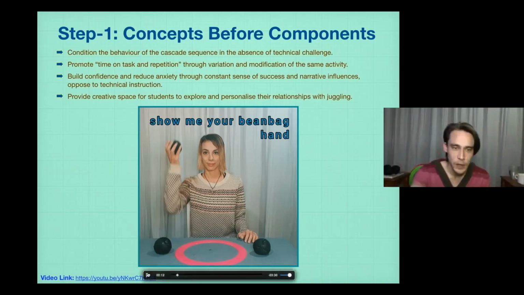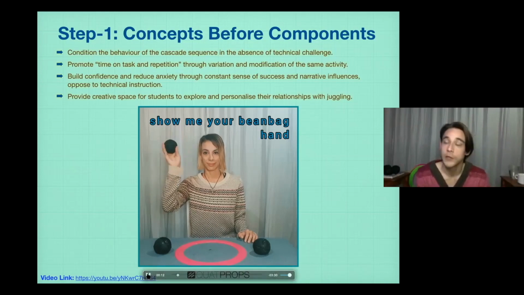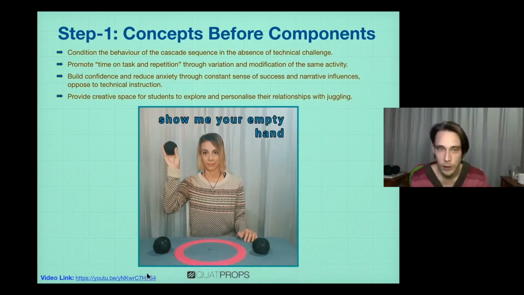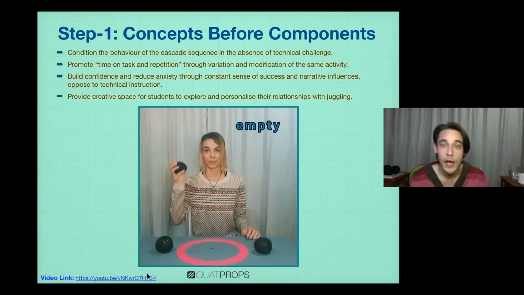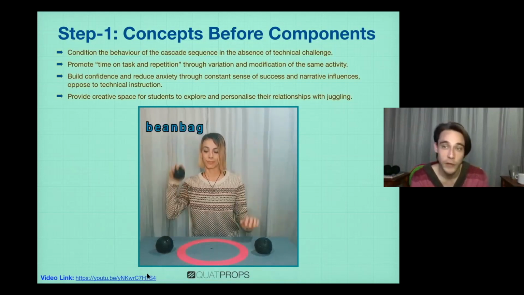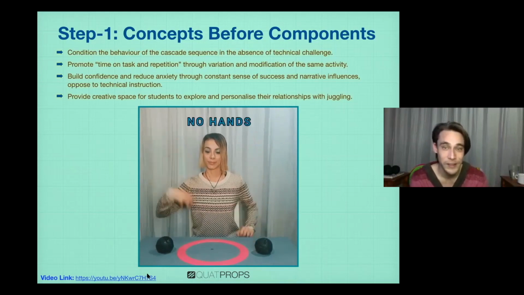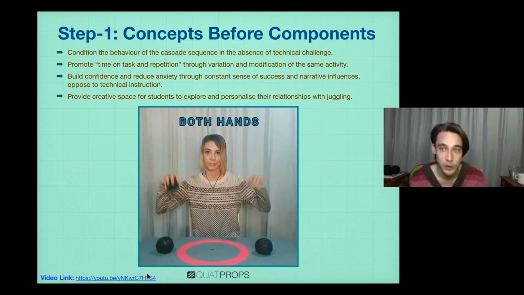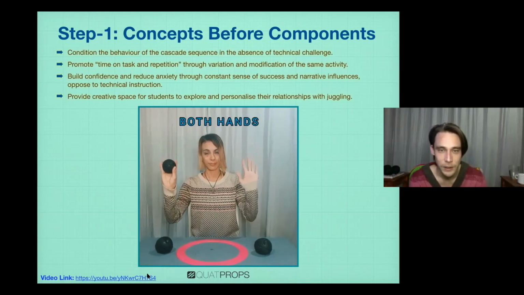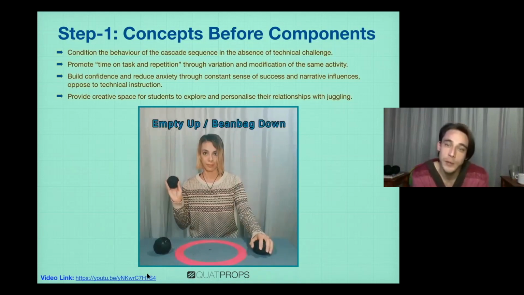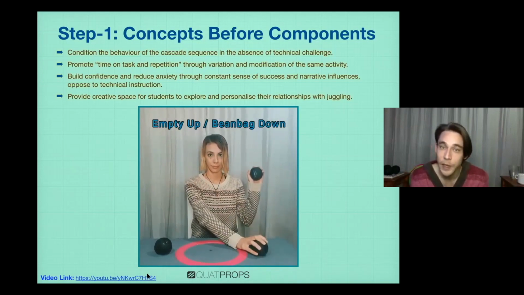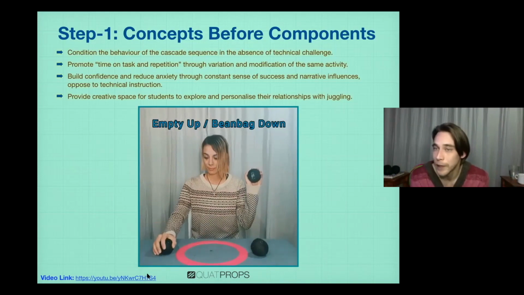So I start off to encourage them to copy our behavior as well. I say, show me your beanbag hand, show me your empty hand. I'm also doing this because I want them to start right away with the cascade, but explaining the cascade sequence is pretty complicated if you talk about the mathematics of it. So I say, show me both hands, and then I give a simple explanation. The empty hand likes to pick up and the beanbag hand likes to put down. Empty up, beanbag down.